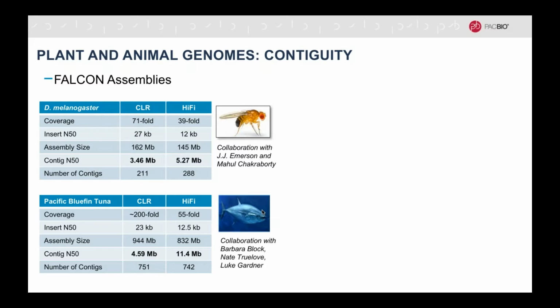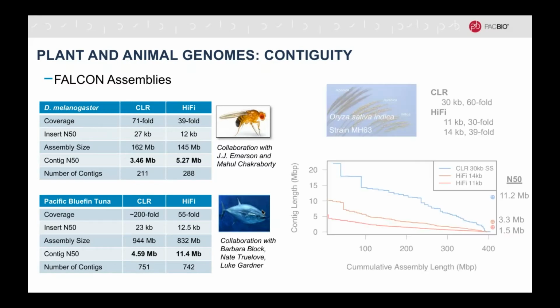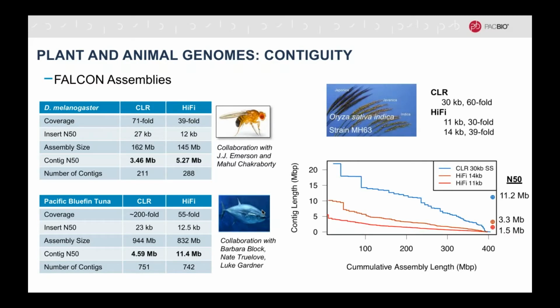For Drosophila, the HiFi Kingan N50 is 5.27 megabases compared to 3.46 for the CLR. And in the bluefin tuna, we're achieving 11.4 megabase Kingan N50 compared to about 4.6 for CLR. However, when we looked at the Falcon assemblies in the rice sample that I've mentioned already, we see that the CLR assemblies are much more contiguous than the HiFi assemblies.